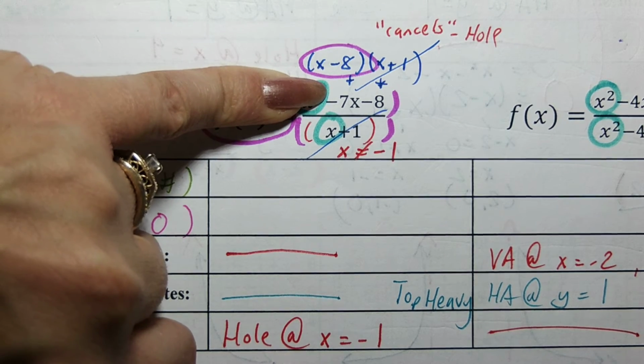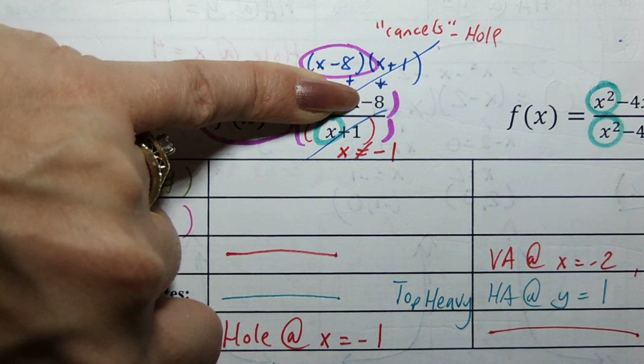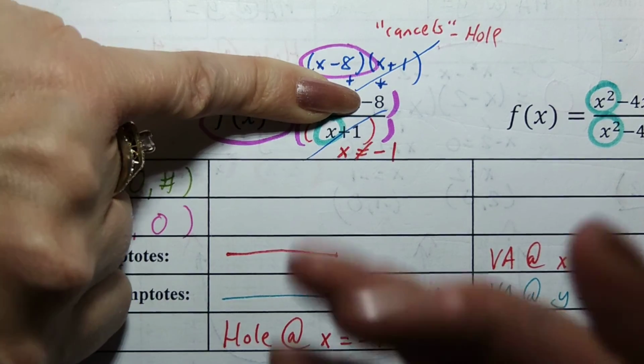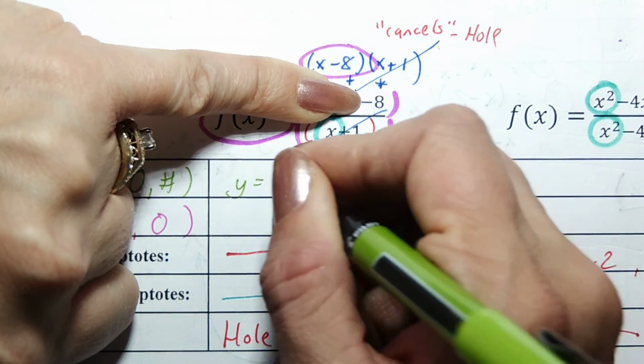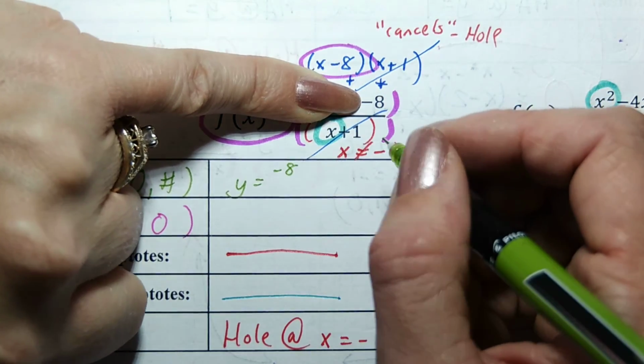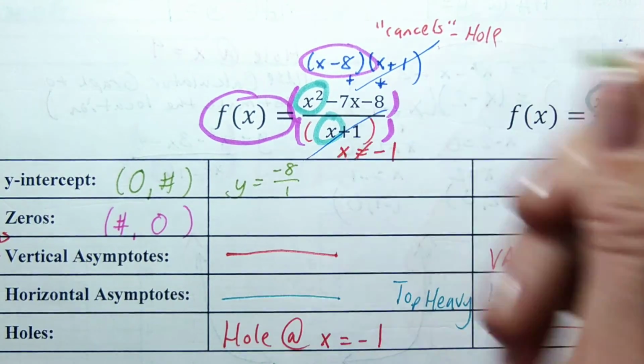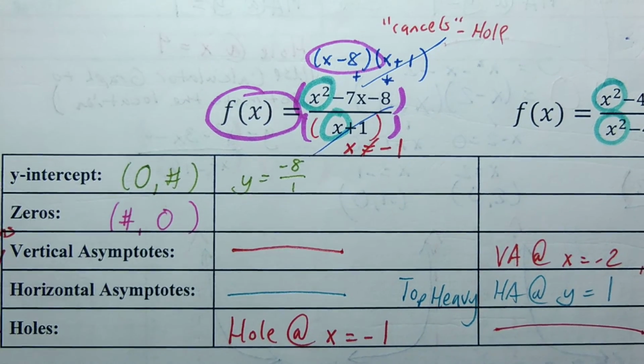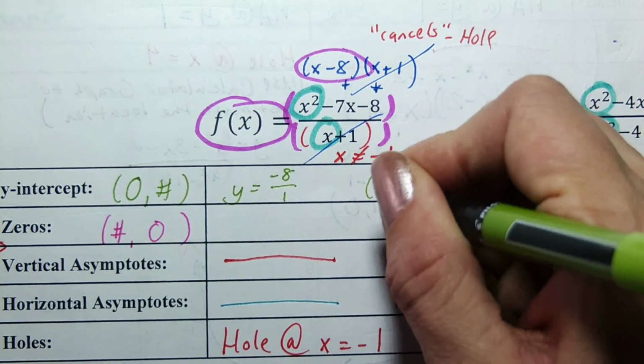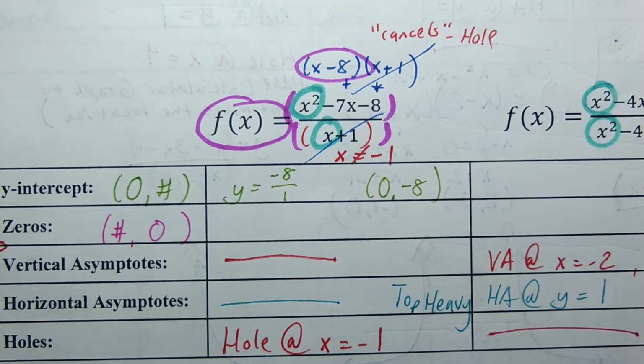0 squared is 0. Minus 7 times 0 is 0. What we are left with on the top is negative 8. Then on the bottom, we plug in 0. 0 plus 1 is 1. So my y-intercept is negative 8 over 1. Writing it as a coordinate, 0, negative 8. And I would like you to write these as coordinates just so we can make sure we know the difference between the x-intercept and the y-intercept.